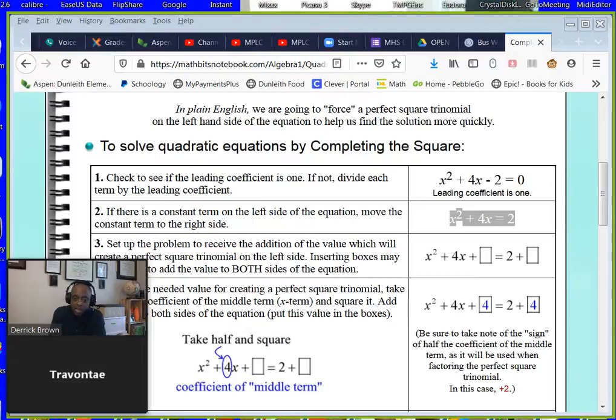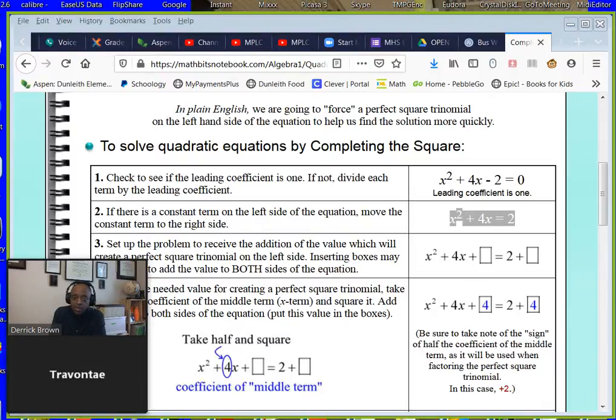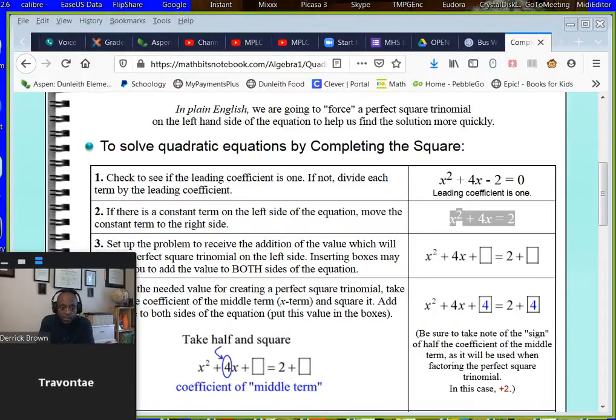Second rule, if I have a constant term, that's a term that does not have a variable, on the left side, I want to move it to the right side. So I know that I can move the 2 from the left side of the equation by adding positive 2 to this negative 2, which means I have to also add positive 2 to the right side. That leaves me with x squared plus 4x is equal to 2. And we are in harmony so far, right?